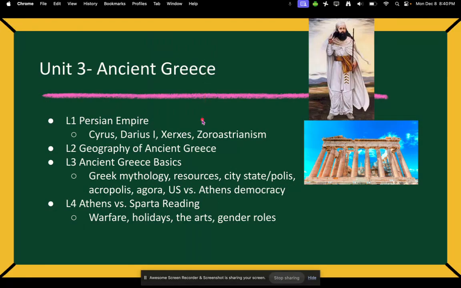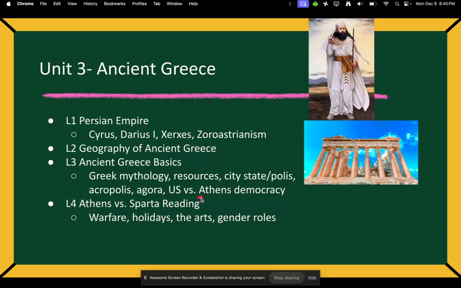So we actually started off this unit not talking about ancient Greece, and instead we started off talking about the Persian Empire. So that was lesson 1, Persian Empire. We talked about Cyrus, Darius the First, Xerxes, as well as Zoroastrianism. In lesson 2, we talked about the geography of ancient Greece. Lesson 3 was ancient Greece basics. That's where we talked about Greek mythology, the resources that the Greeks had, city-state slash polis, Acropolis, Agora.